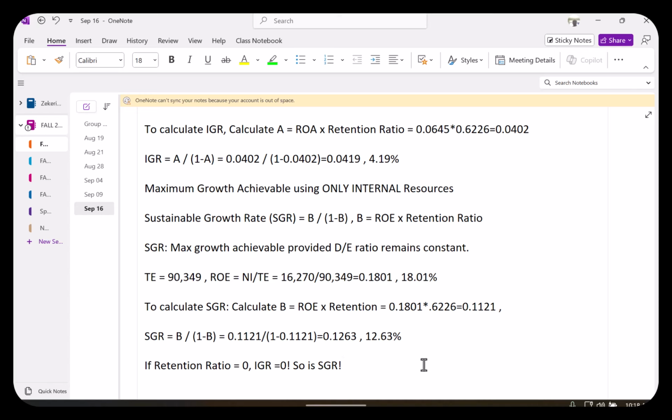I mean, you can see that mechanically. If retention ratio is 0, B is 0, and sustainable growth rate is 0. But also think of it kind of logically. The key assumption under sustainable growth rate is that equity ratio is going to stay the same. If I distribute everything, nothing changed in my equity, so I can't do more debt. So I cannot grow more.